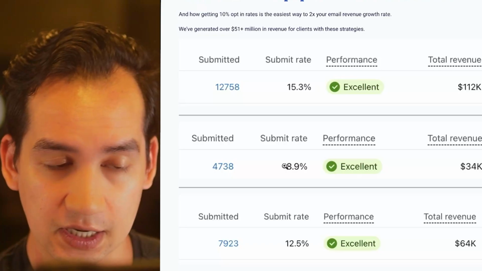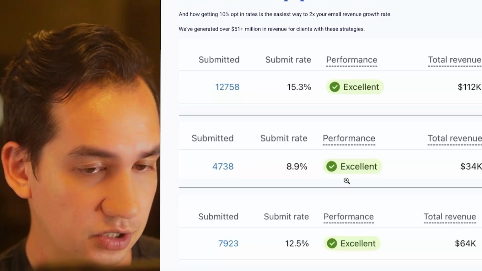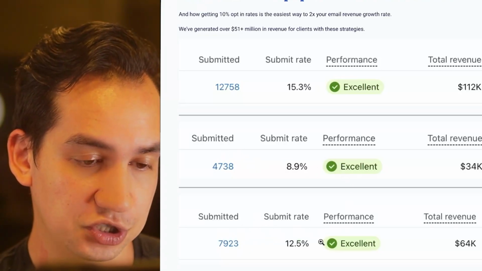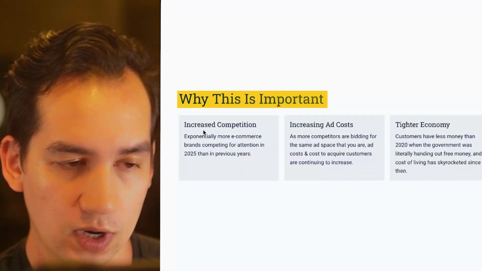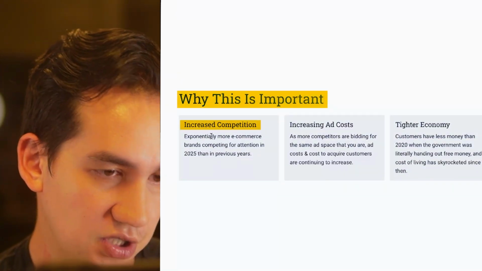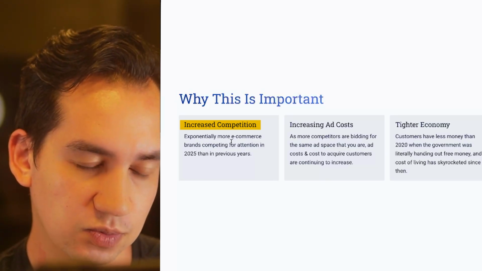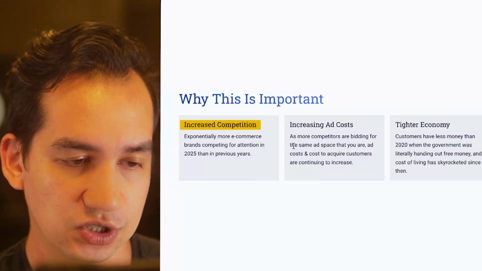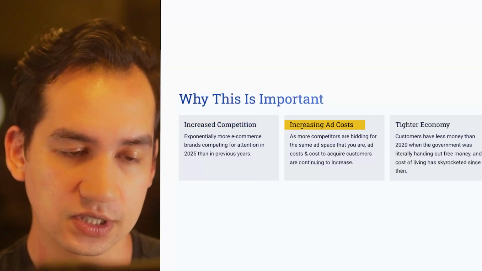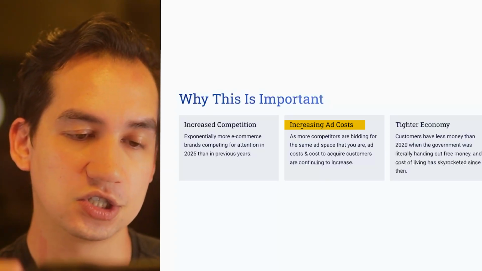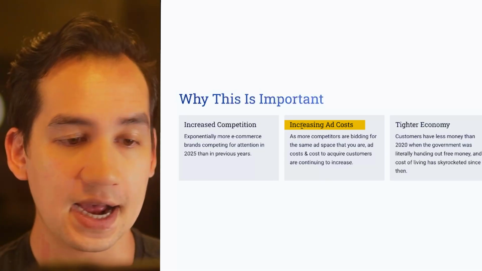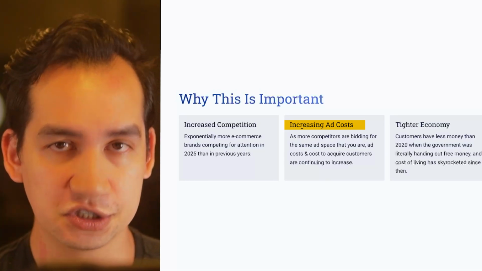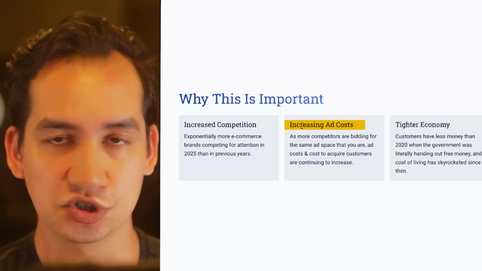And again, the more people you get on your list, the more you're going to be able to generate with your email marketing. That's pretty self-explanatory. Why is this important? Increased competition. Exponentially more e-commerce brands are competing for attention in 2025 than in previous years. Increasing ad costs: as more competitors are entering the market and bidding for the same ad space that you are, ad costs and cost to acquire customers are continuing to increase. And it's just going to get worse.